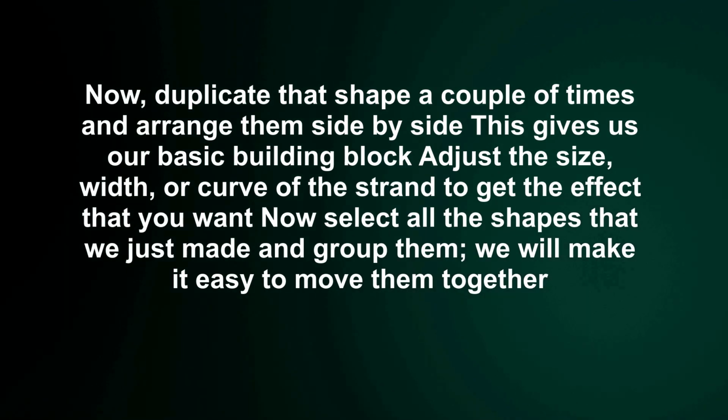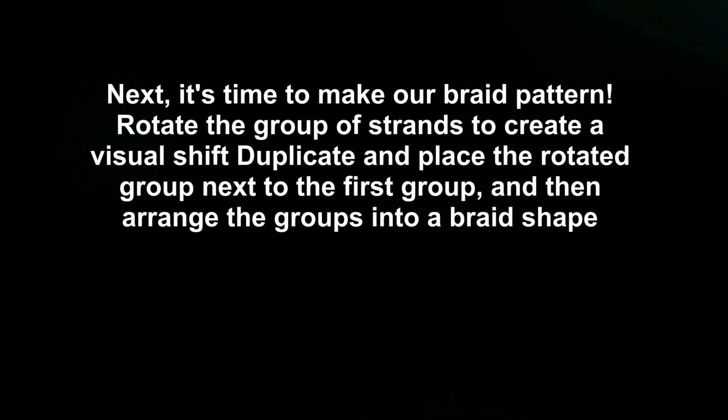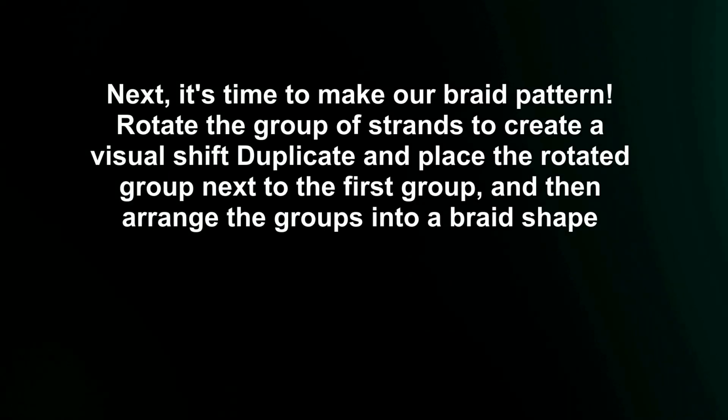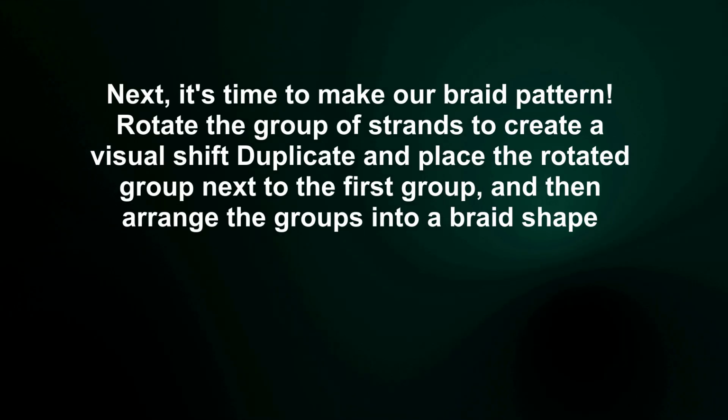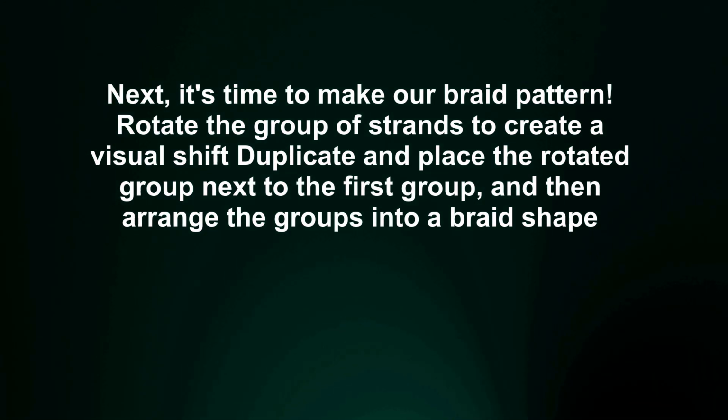Now select all the shapes that we just made and group them. We will make it easy to move them together. Next, it's time to make our braid pattern. Rotate the group of strands to create a visual shift. Duplicate and place the rotated group next to the first group, and then arrange the groups into a braid shape.